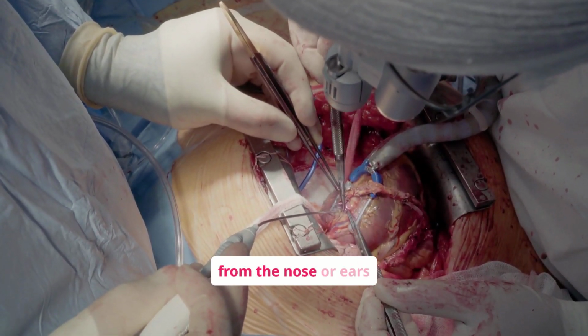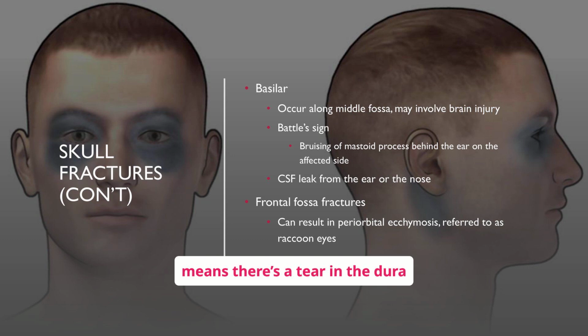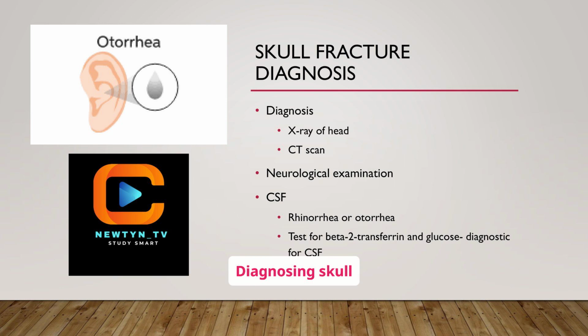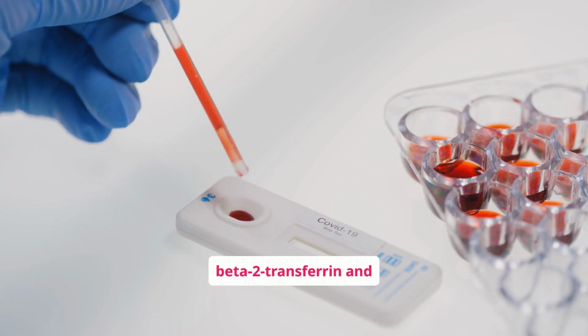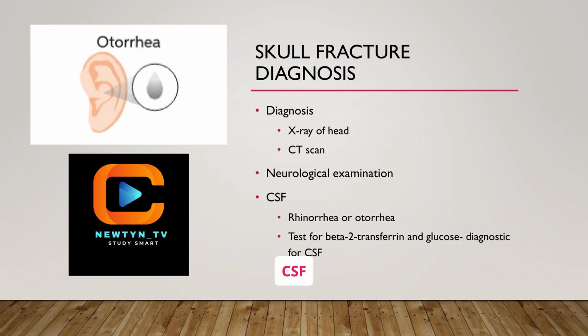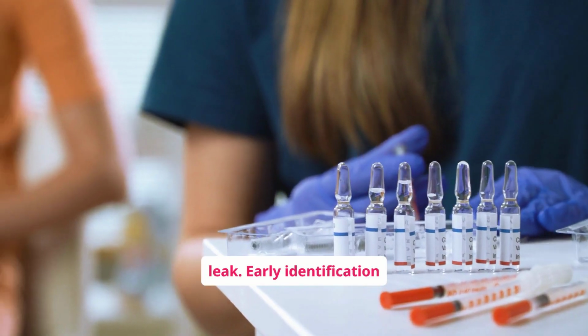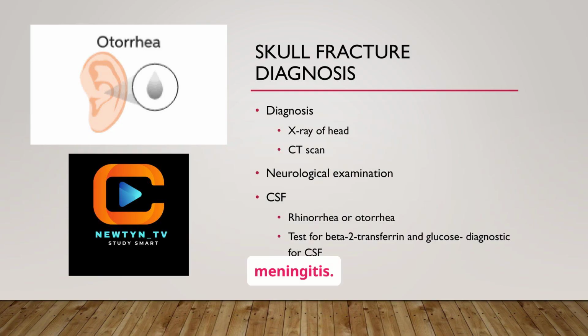CSF leaking from the nose or ears means there's a tear in the dura mater, a potential route for infection. Diagnosing skull fractures involves X-rays and CT scans. A neurological examination is essential. CSF rhinorrhea or otorrhea should be tested for beta-2 transferrin and glucose to confirm CSF leakage. Beta-2 transferrin is a protein only found in CSF, so it's the gold standard to confirm a leak. Early identification prevents complications like meningitis.